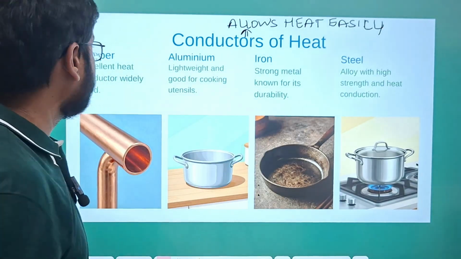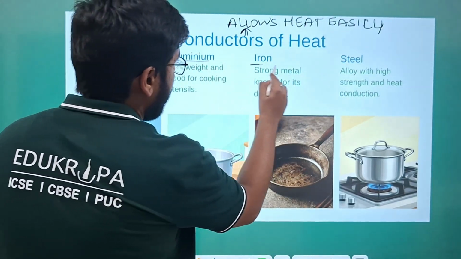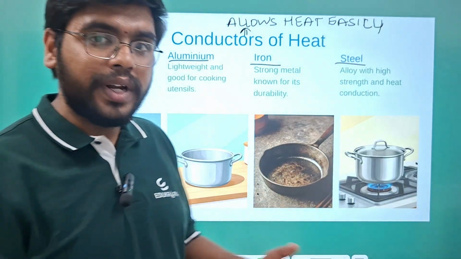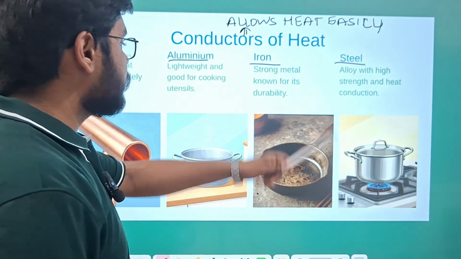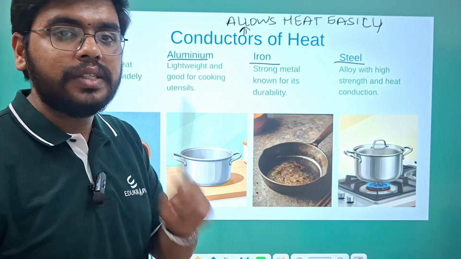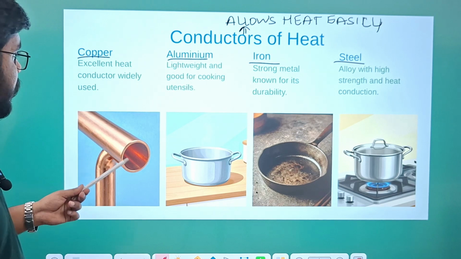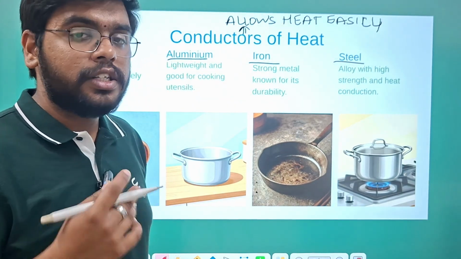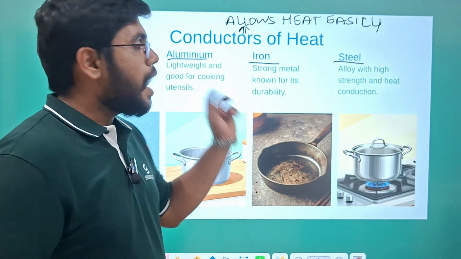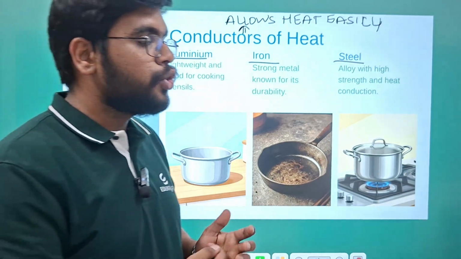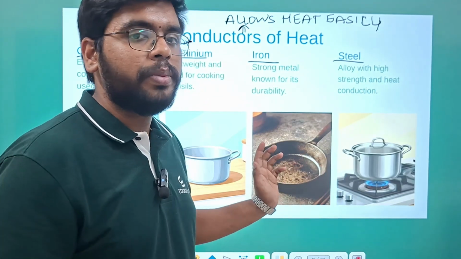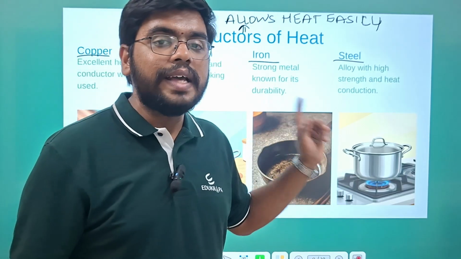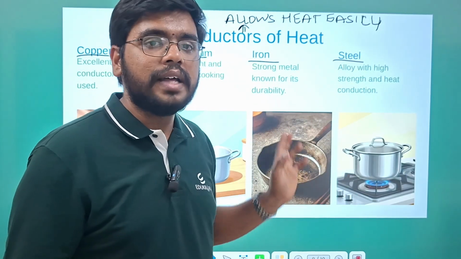Certain examples of conductors are copper, aluminum, iron and steel. These are all the substances which we use to make utensils. Why do we make utensils using these objects only? Because they are good conductors of heat. Copper is an excellent conductor of heat, and aluminum is used because it is lightweight and good for cooking. Iron, you may have seen, was more common in olden days, and copper used to be more common. And steel is an alloy of iron and several other metals.